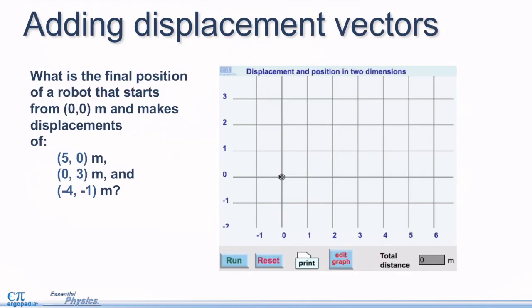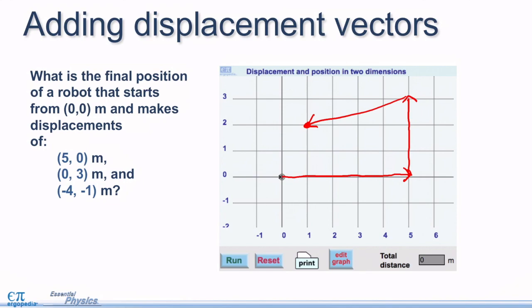So we have a robot. He's starting at 0, 0, and he's going to go 5 meters to the right, then 3 meters up, and then -4, -1. So we can graph this out like we've just done here to figure out what our final position should be, and we can double check that using our equation.